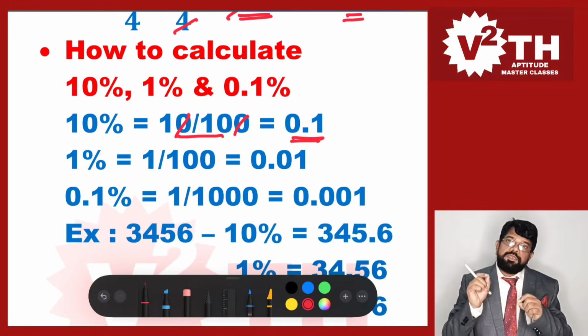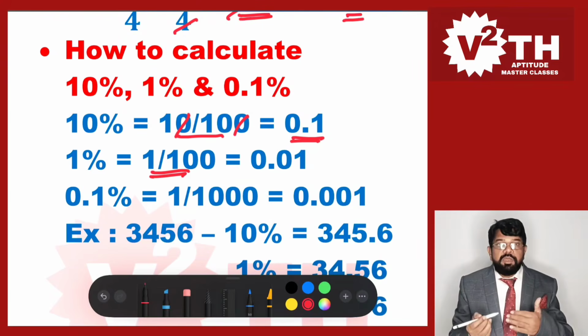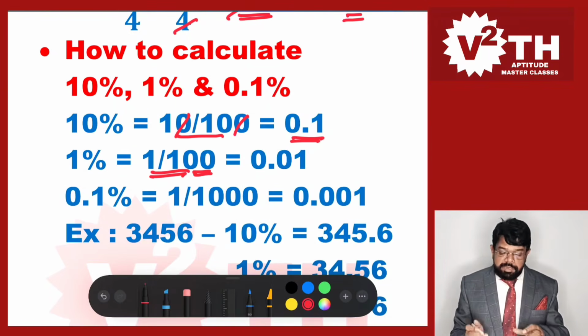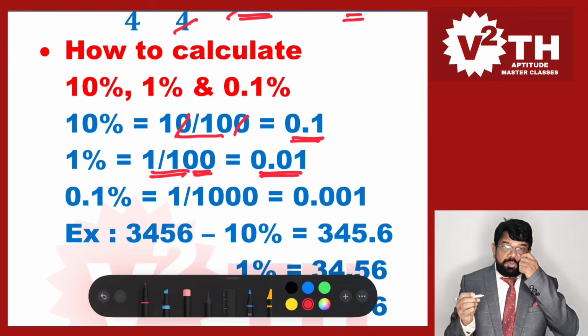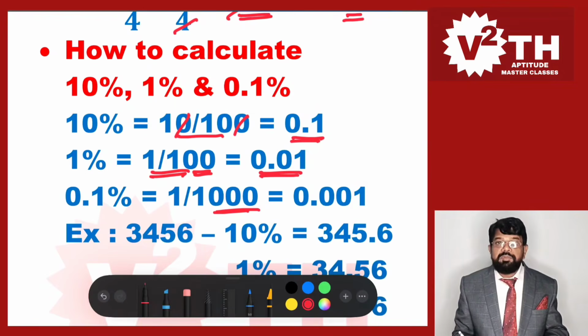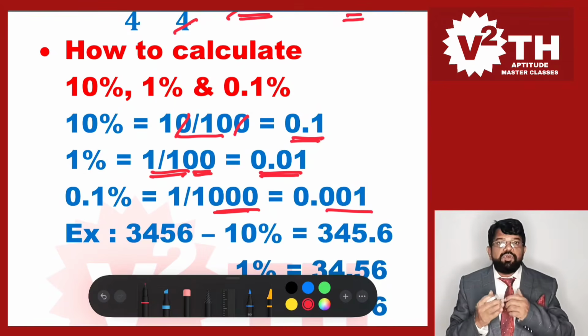So 10% means 0.1. 1% means 1 by 100. 1 by 100 means in the denominator two zeros are there, means you put decimal after 2 digits from right. So 1 by 100 can be written as 0.01. So 1% is 0.01. 0.1% is 1 by 1000. 1 by 1000 means 3 zeros are there. So 0.001. So by using this, you can calculate for any value 10%, 1%, 0.1%.